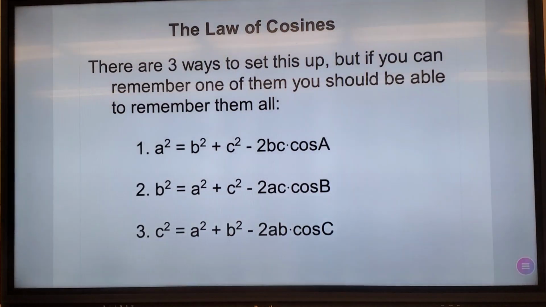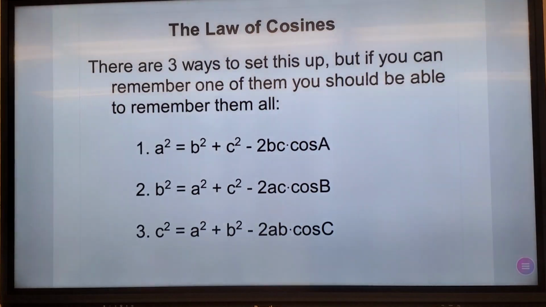You have a squared equals b squared plus c squared. So one side length is equal to the sum of the other two side lengths squared. Minus 2 times the 2 that's on the right hand side times the cosine of the angle that is the uppercase or the opposite angle of the side that is on the left hand side. So again, make sure you pay attention to that. That sounded kind of weird, but these are pretty easy to remember if you work with them a couple times.